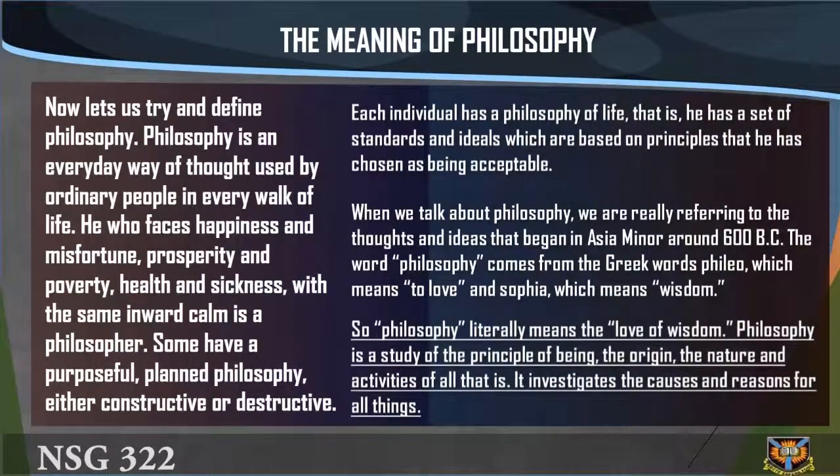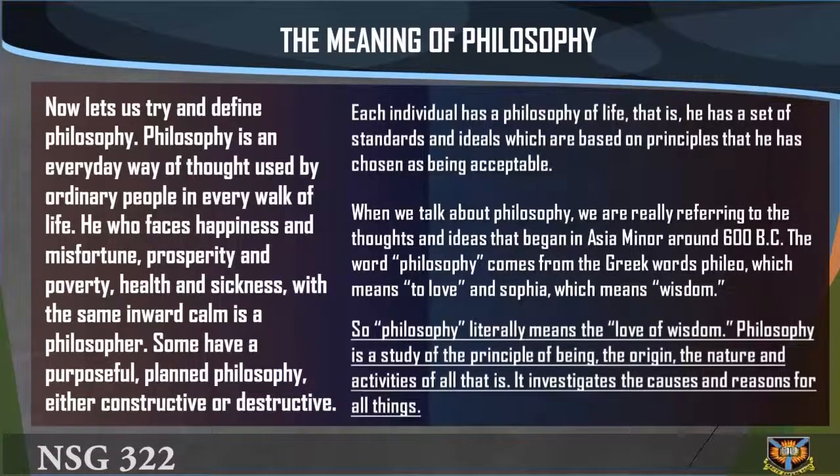The meaning of philosophy. Now let us try and define philosophy. Philosophy is an everyday way of thought used by ordinary people in every walk of life. He who faces happiness and misfortune, prosperity and poverty, health and sickness, with the same inward calm is a philosopher. Some have a purposeful, planned philosophy, either constructive or destructive. Each individual has a philosophy of life. That is, he has a set of standards and ideals which are based on principles that he has chosen as being acceptable.